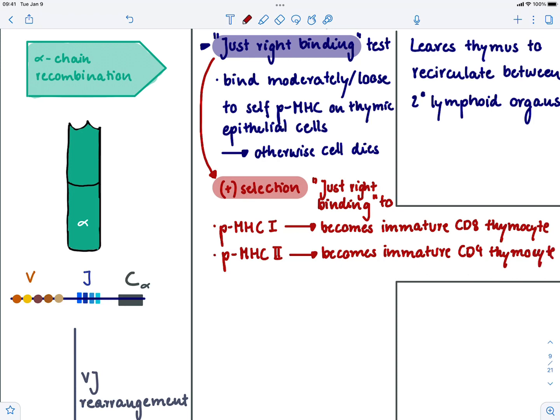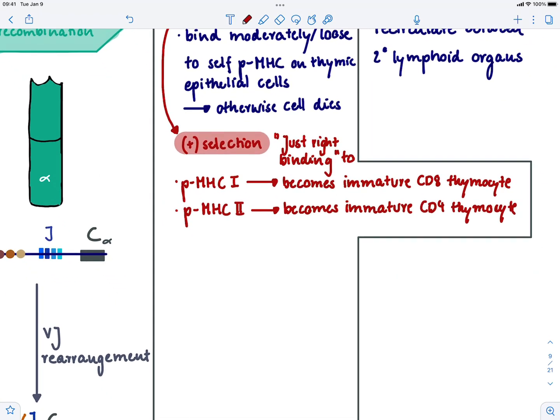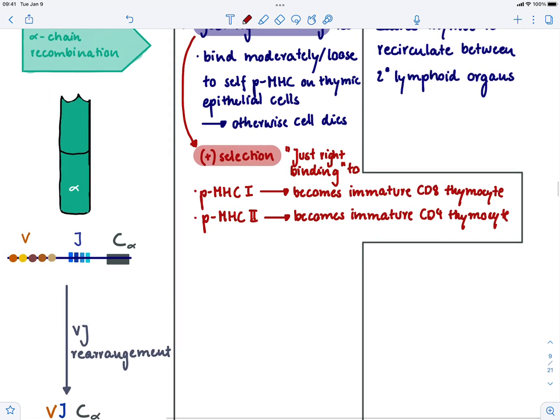Positive selection has two purposes. Number one, you want to make sure that the T cell recognizes peptide MHC at all, loosely to moderate. But you also make a choice whether you want to become a CD4 or a CD8 T cell. The next test is negative selection, and that's also part of the just right binding test. For those of you who know Goldilocks, this fairy tale where the principle is just right binding, not too tight, not too loose, just right.